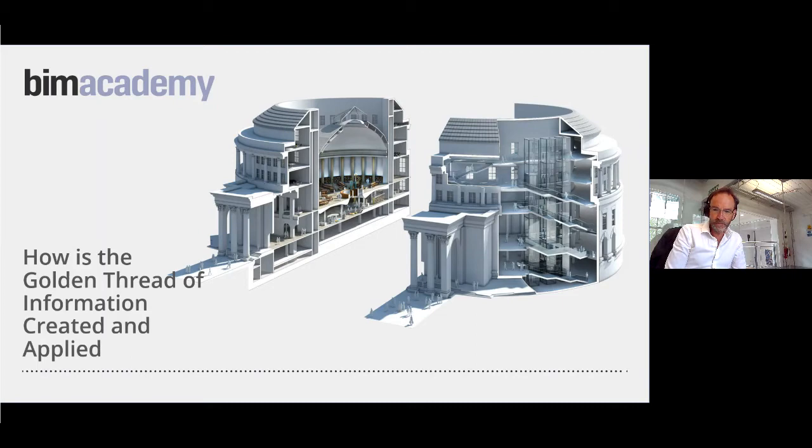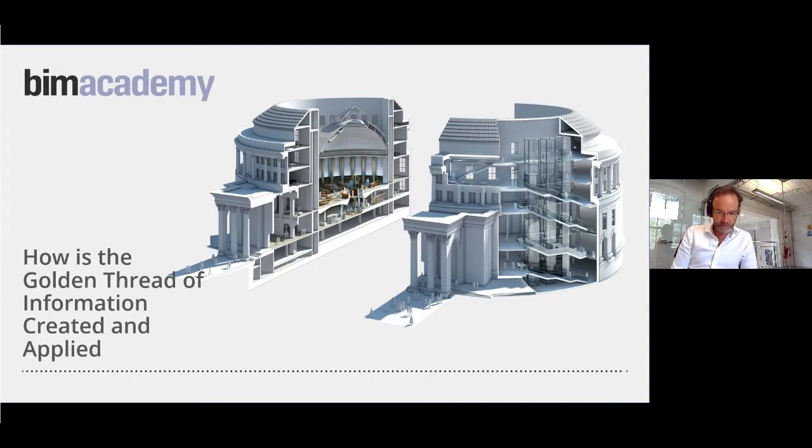And we're going to be looking at, as the title suggests, how the Golden Thread of Information is created and applied. Now the Golden Thread as a concept has been in circulation quite frequently over recent months, mainly due to the prominence of the Hackitt report into the Grenfell disaster and the opportunities to create a continuous thread of information through the life cycle of a project to predominantly improve the building safety performance. The idea of a golden thread has actually been around for a few years.